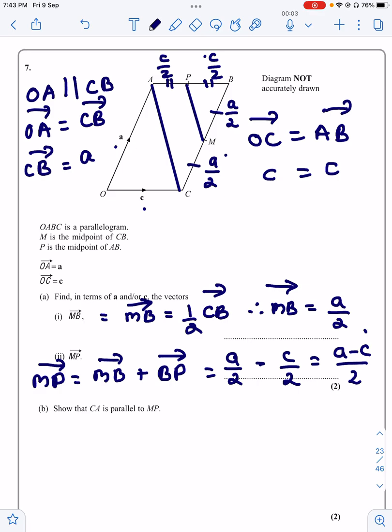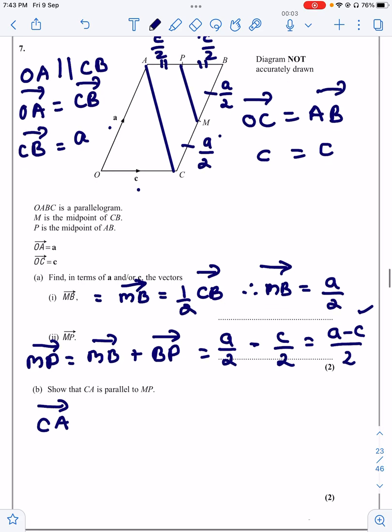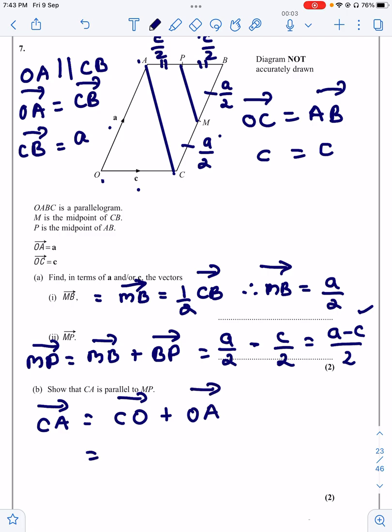I have MP with me. I got the value. Let me find the value of CA first. If I want to find CA, I go C to O and O to A. Let me first find out the value. O to C is C, so C to O will be minus C, and OA is already given to me as A. Let me just reshuffle it. I get A minus C.